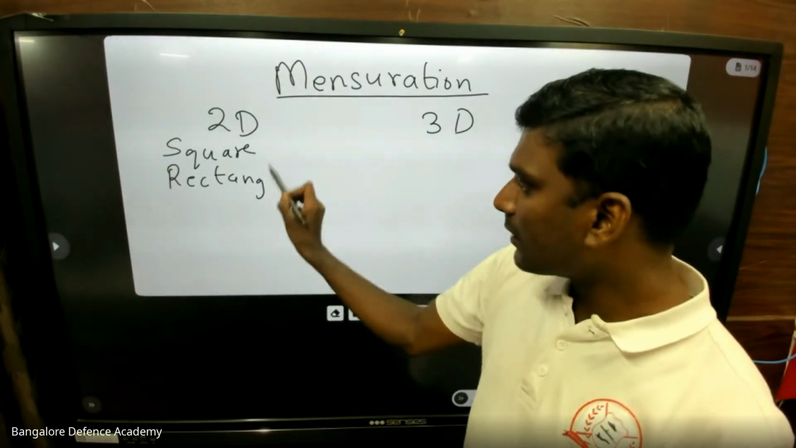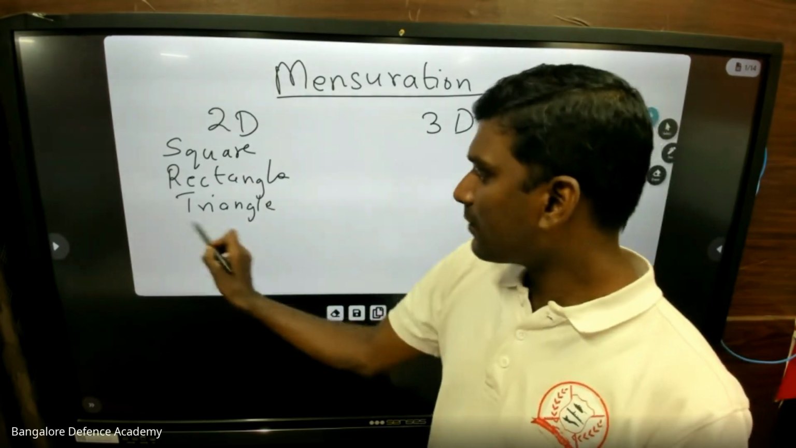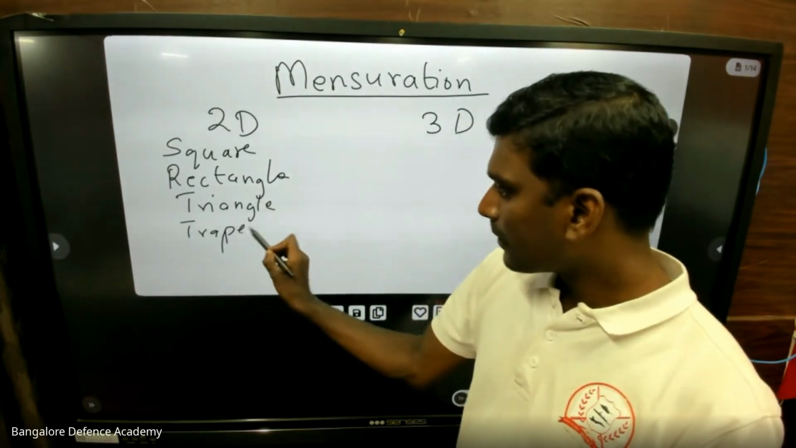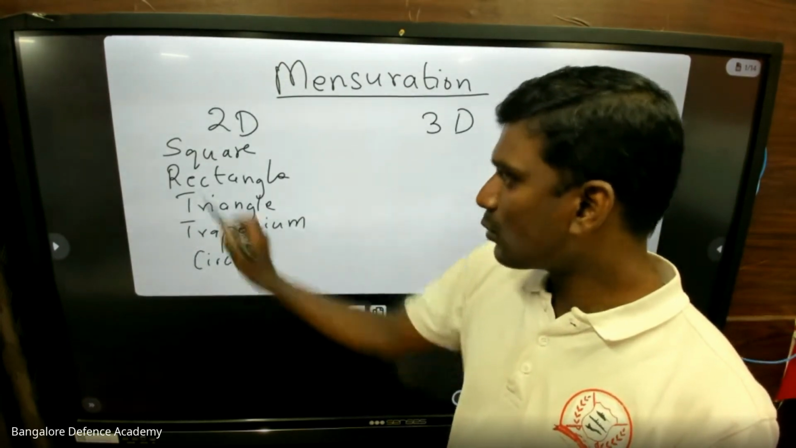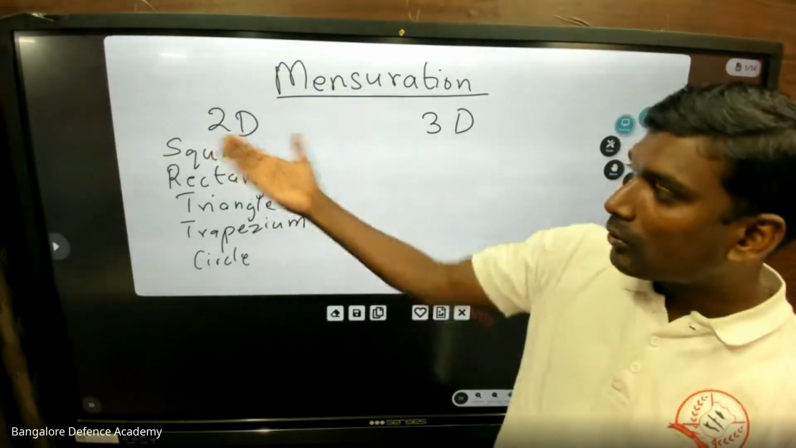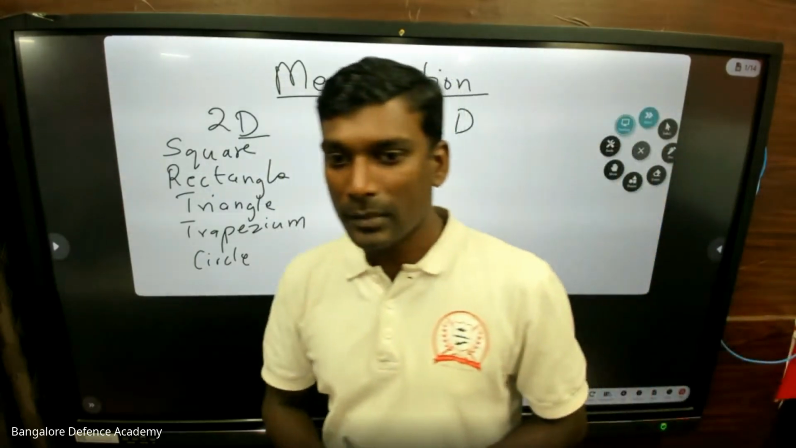then we have triangle, trapezium, and circle. So many things. In 2D, what is the meaning of D? What is the full form of D? Can anyone tell me? D means dimension.